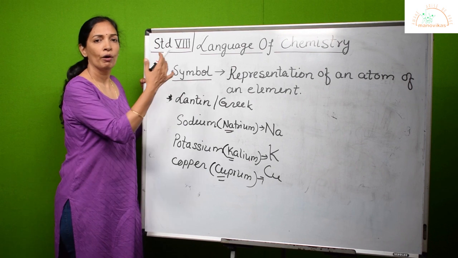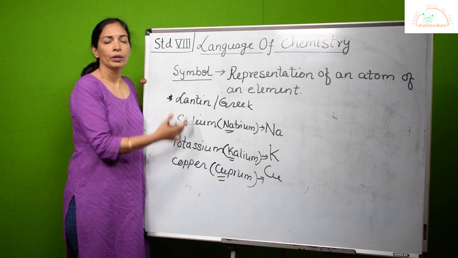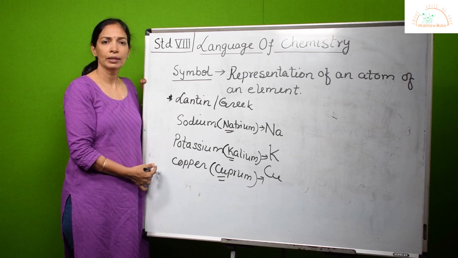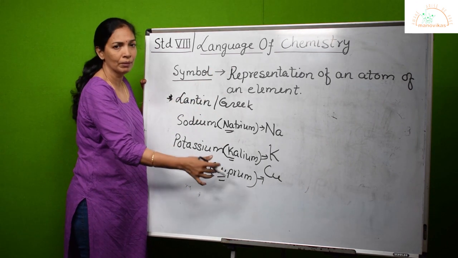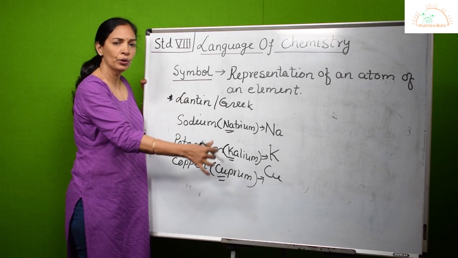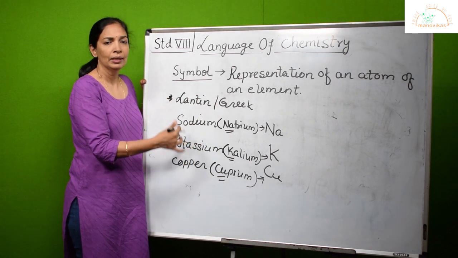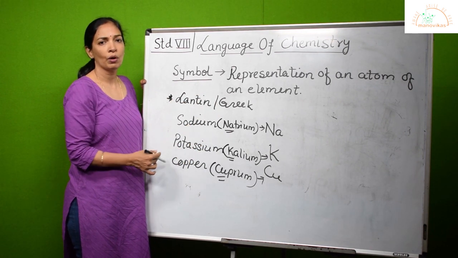All these kinds of symbols, derived from the first letter of the English name, the first and any other letter of the English name, and the Latin name, tables are given in your book. You all have to learn that. That is all about symbols of elements.